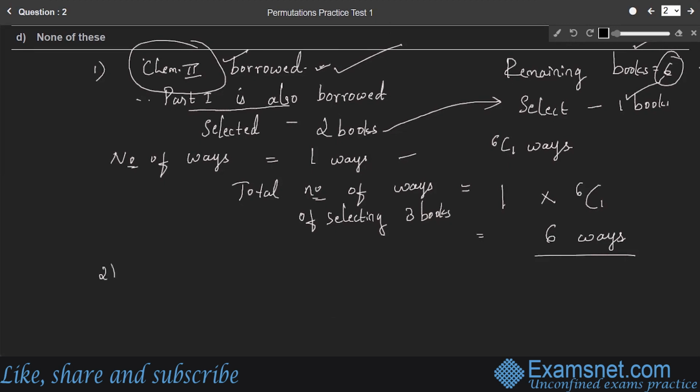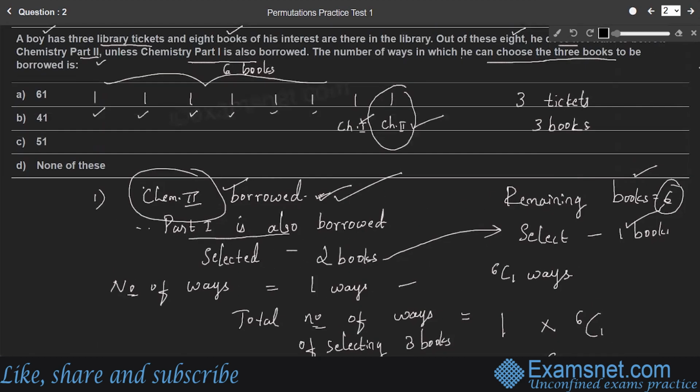So we'll consider the second case in which part 2 is not borrowed, right? When chemistry part 2 is not borrowed, he can borrow chemistry part 1. There is no restriction that he cannot borrow part 1, unless he reads part 2. There is no such rule. Therefore, he can borrow chemistry part 1.